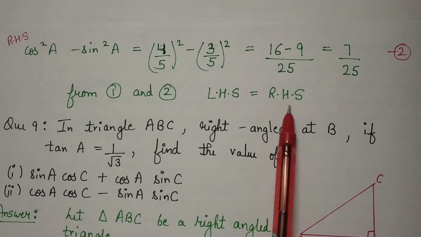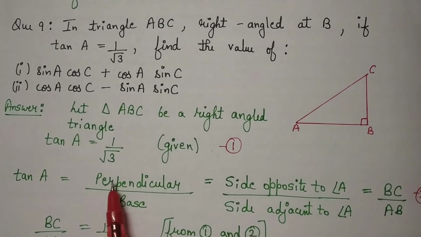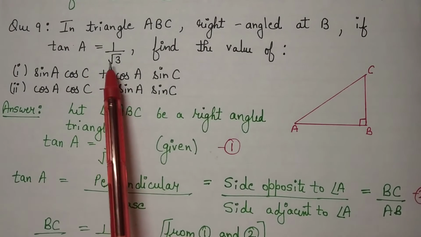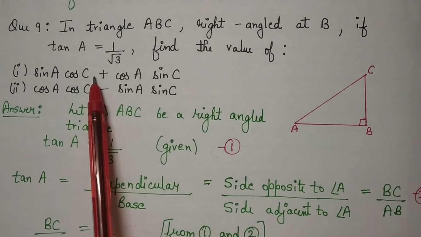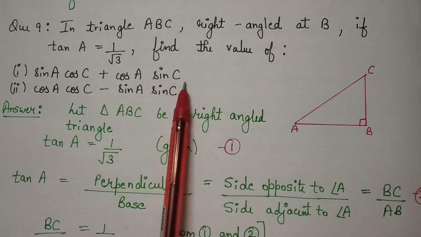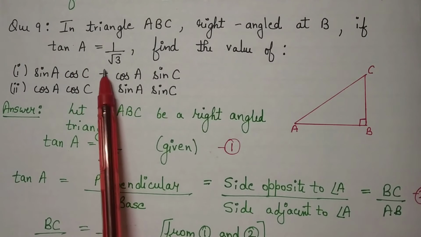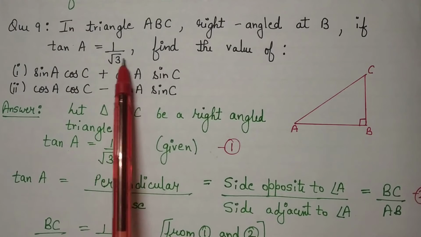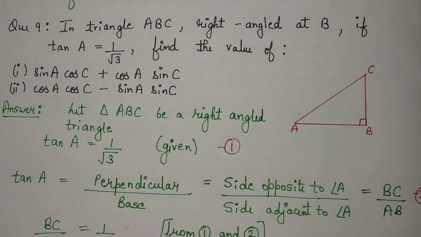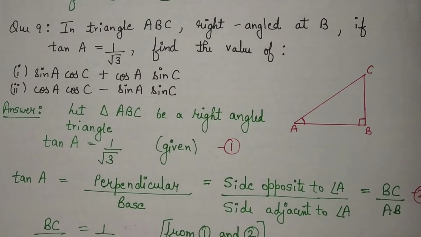Now the next question is, in triangle ABC right angled at B, if tan A is equal to 1 by root 3, find the value of sin A cos C plus cos A sin C. In this question, draw a triangle, angle B. Tan A is 1 by root 3 is given. So this is the acute angle here.